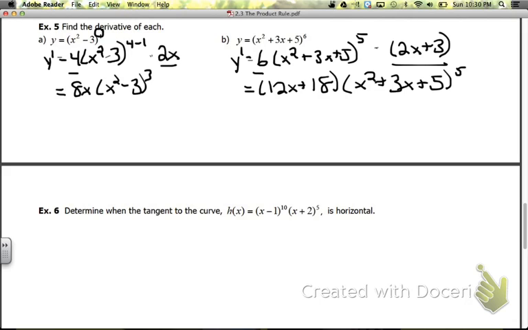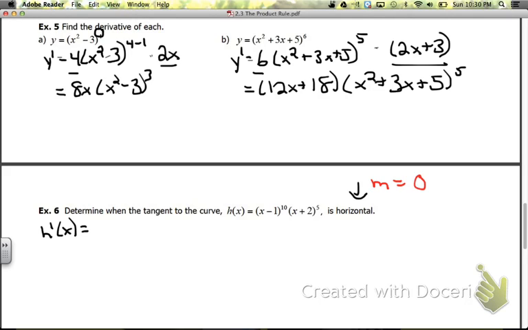So now let's look at example 6. Determine when the tangent of the curve h of x equals (x minus 1) to the power of 10 times (x plus 2) to the power of 5 is horizontal. So remember, anytime something is horizontal, our slope, our m, is going to be equal to 0, always. That's not going to change ever. Because we are talking about our slope, we're talking about derivatives. We know when we're taking the derivative, that is our slope. So we are going to take the derivative of our h of x.